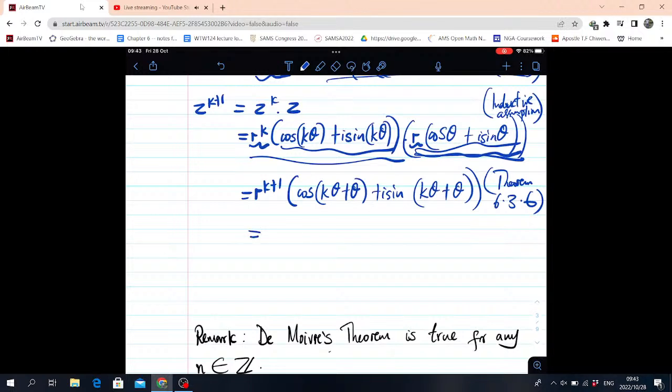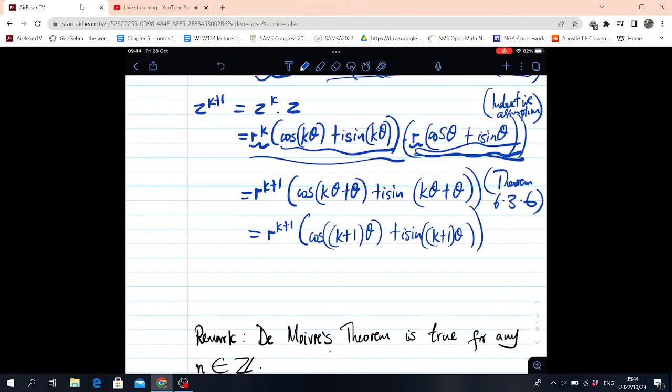And then from here we can say this is r to the k plus 1 cos, and then we can factor out our theta there. We get k plus 1 theta plus i sine. There we also factor out theta. We get k plus 1 theta, like that.